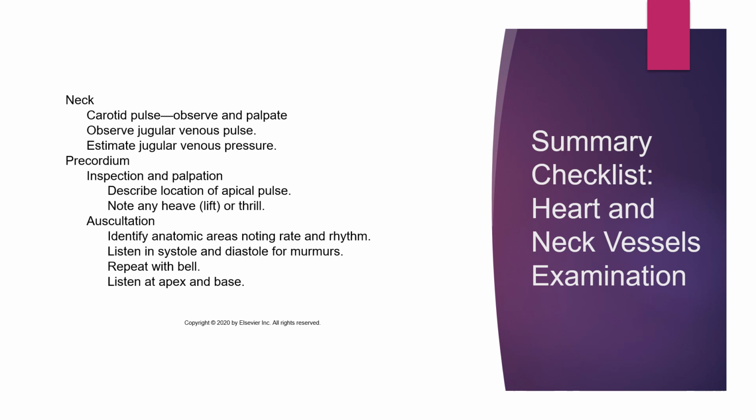This is just a simple summary of the things we went over when we look at our neck and precordium. The things we're going to check are different pulses, carotid pulse, our jugular vein. We're going to be inspecting and palpating the chest wall, looking at our apical pulse, noting if we have any heaves or thrills.